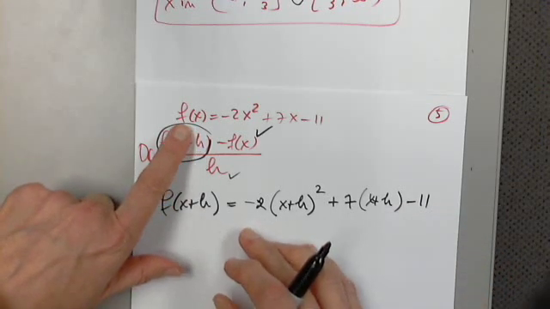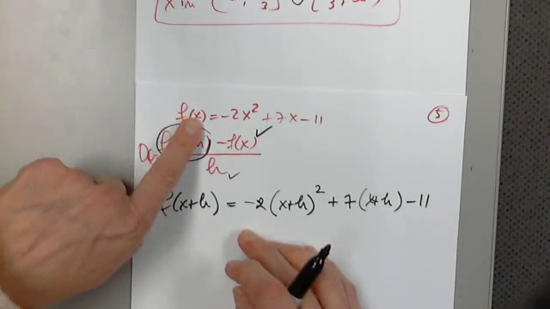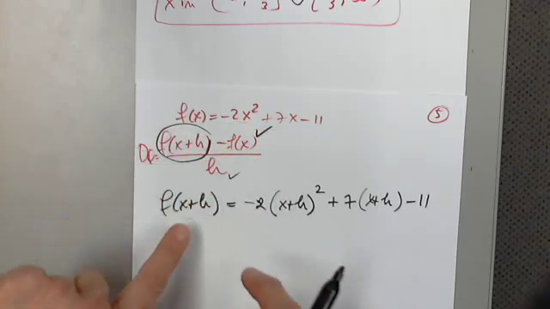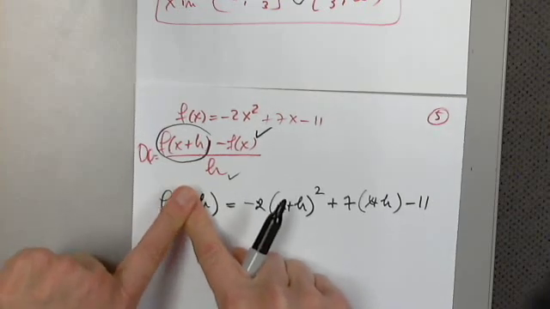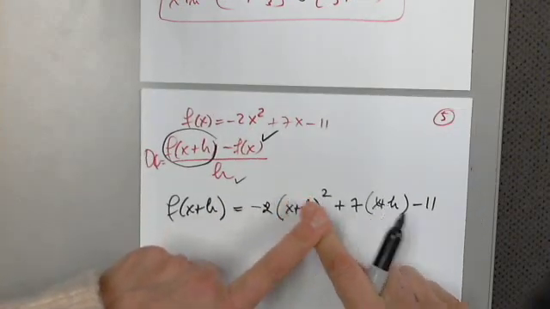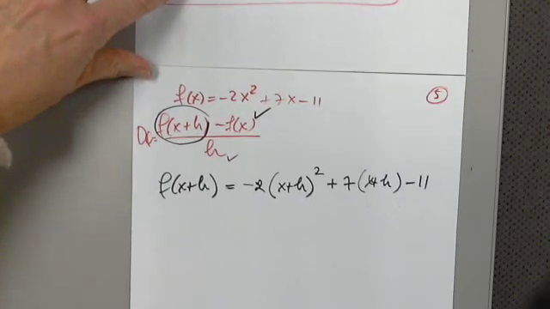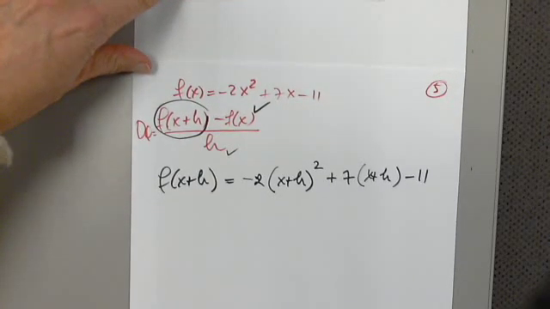So remember, this is what the function is telling us. F of blah is negative 2 times blah squared plus 7 blah minus 11. This is my blah now. So it's minus 2 times blah squared plus 7 times blah minus 11. Is that clear? Please say no if it's not clear, and I'll explain again.